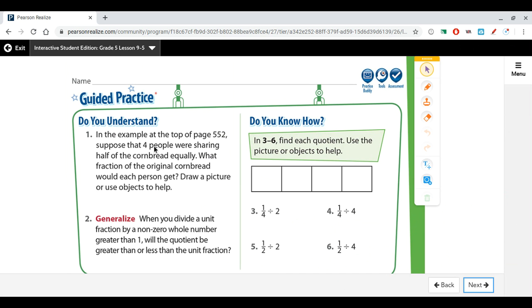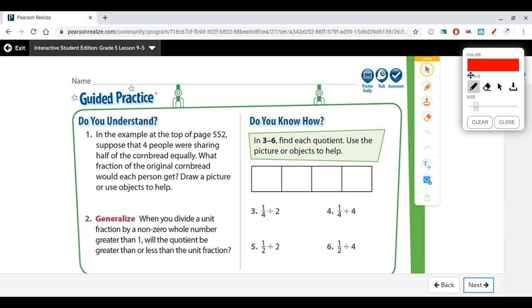So moving into your guided practice. It says in the example at the top of page 552, suppose that 4 people were sharing half the cornbread equally. So we go back to that original image. So I have half of my cornbread. So I'm going to go ahead and draw my pan, and I only have half of my cornbread. Okay, so this is the half that I have. That's the half that's left. This is the half that has already been eaten.